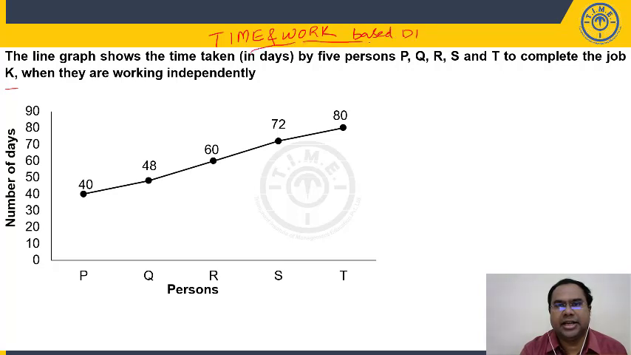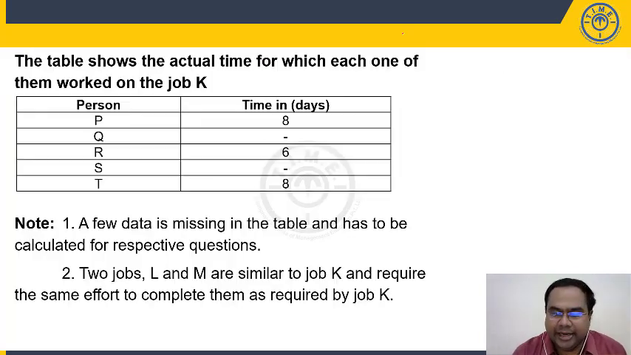So this is the line graph. Then we also have a table here. The table shows the actual time for which each one of them worked on the job K. So P has worked for 8 days in total. Q information is not given. Dash means information is not given, missing data. R has worked for 6 days. S has not worked, dash here. T has worked for 8 days.